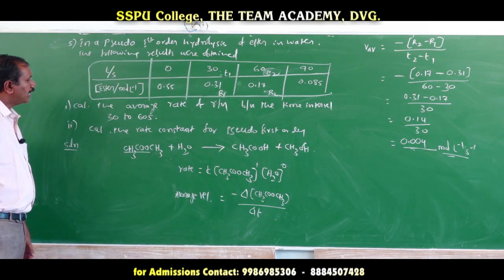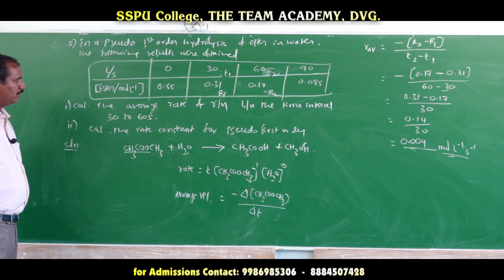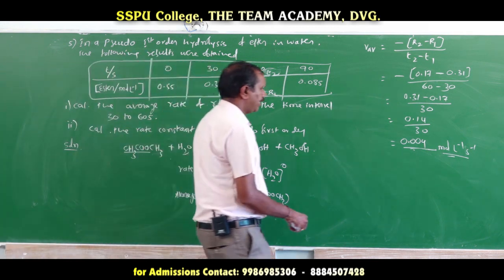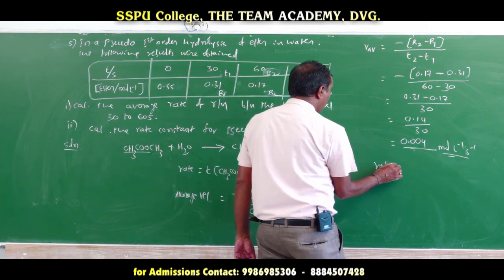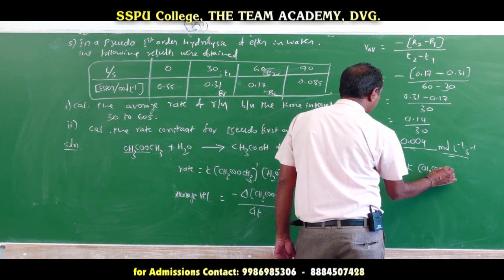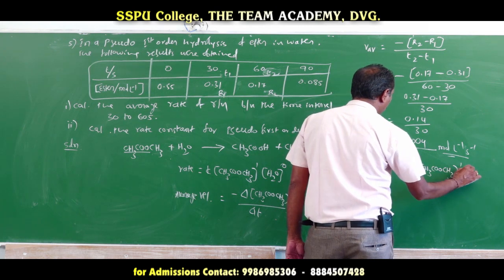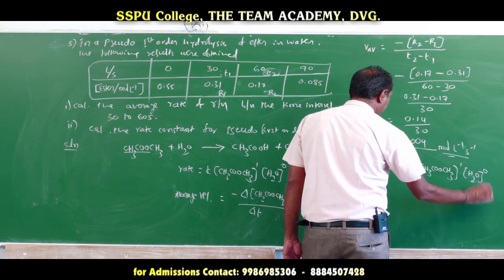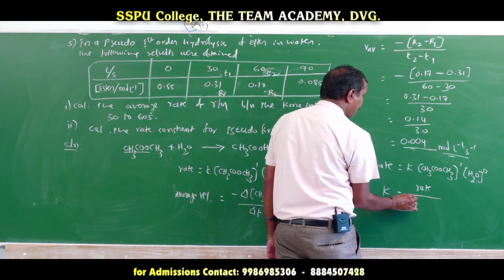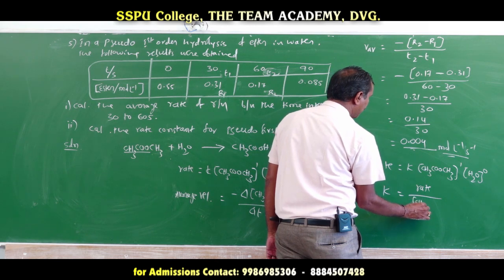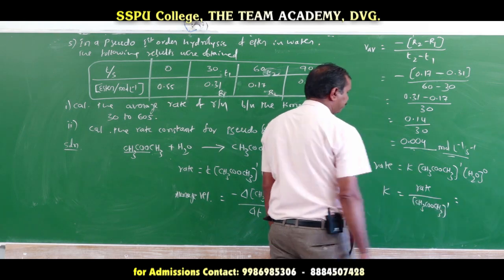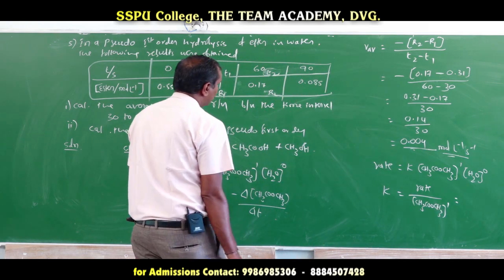Then calculate the rate constant for the pseudo first order reaction. How to find out the value of K? Where rate equals K into CH3COOCH3 to the power of 1, H2O to the power 0. How to find out K? K equals rate divided by the concentration of methyl acetate, CH3COOCH3 to the power 1.